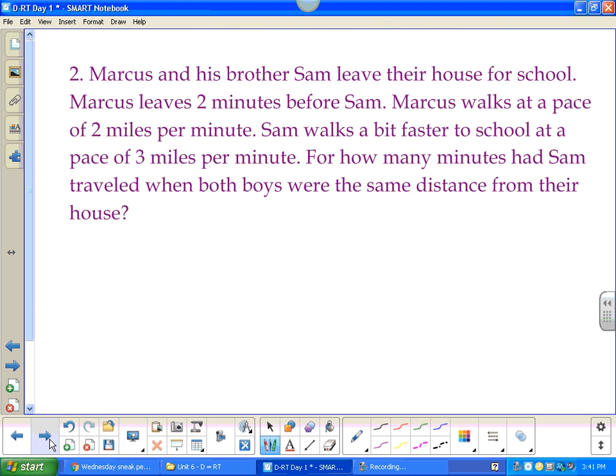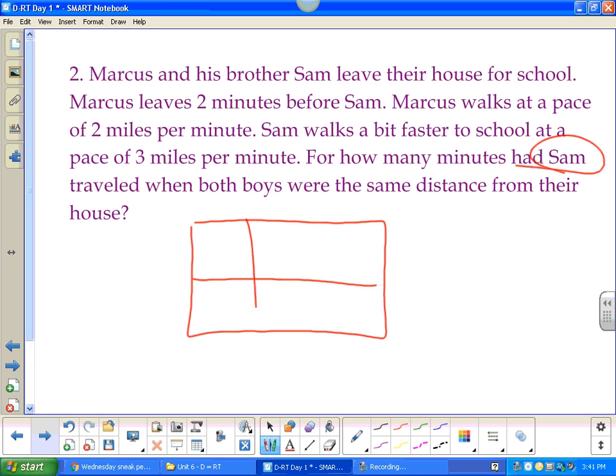Marcus and his brother Sam leave their house for school. Marcus leaves 2 minutes before Sam. Marcus walks at a pace of 2 miles per minute. Sam walks a bit faster to school at a pace of 3 miles per minute. For how many minutes had Sam traveled when both boys were the same distance from their home? So I want Sam. So let's go chart. And I have Marcus and Sam, and Sam's the one that we want. Distance equals rate times time.